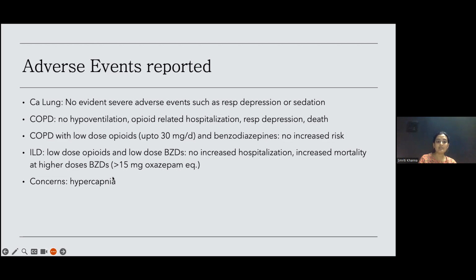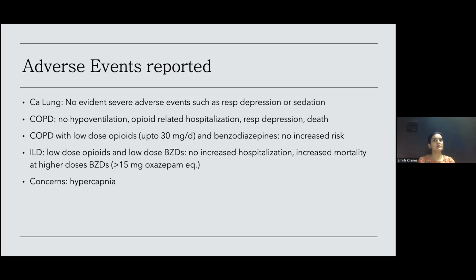And this is the case even with ILD. So low dose opioids with low dose benzodiazepines, no increased hospitalization, no increase in mortality rates. But with higher doses of benzodiazepines, they have found increased mortality. And the main concerns actually for utilization of opioids in patients with respiratory illness is with hypercapnia.